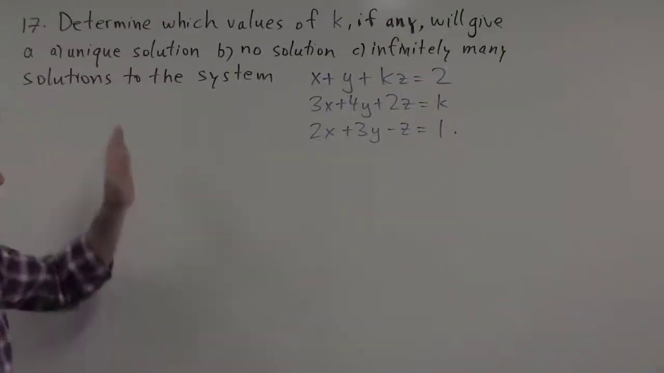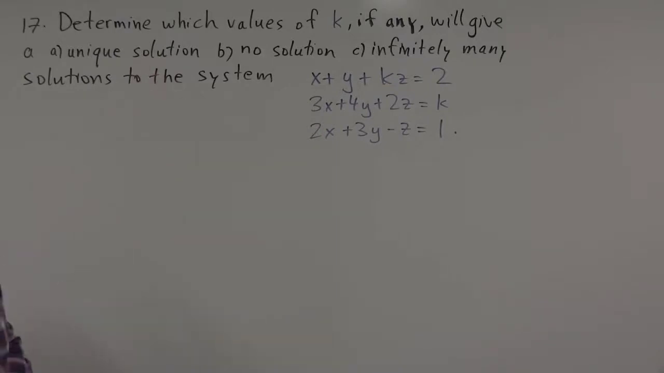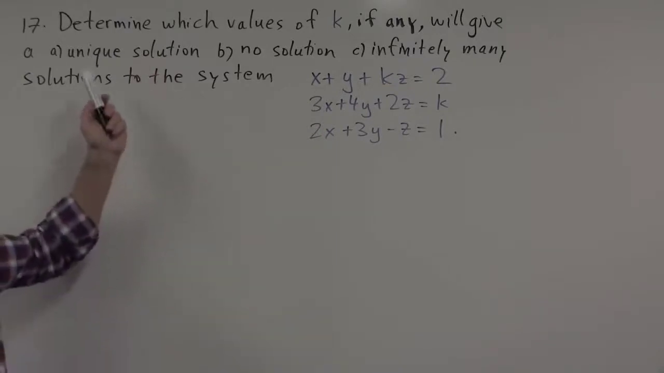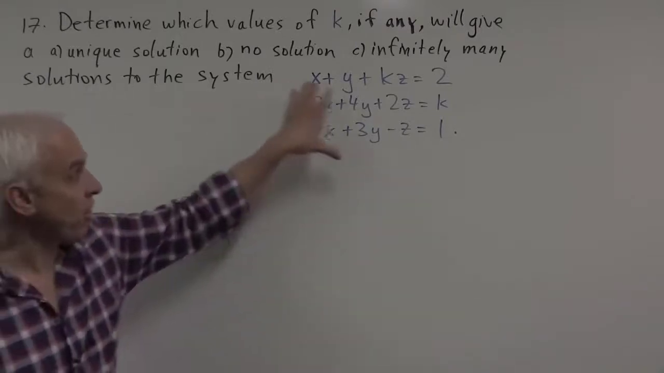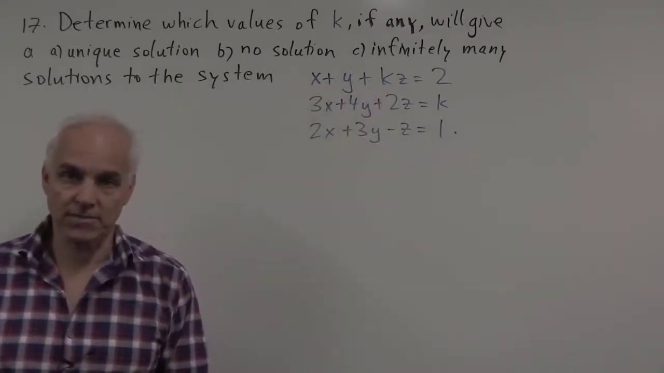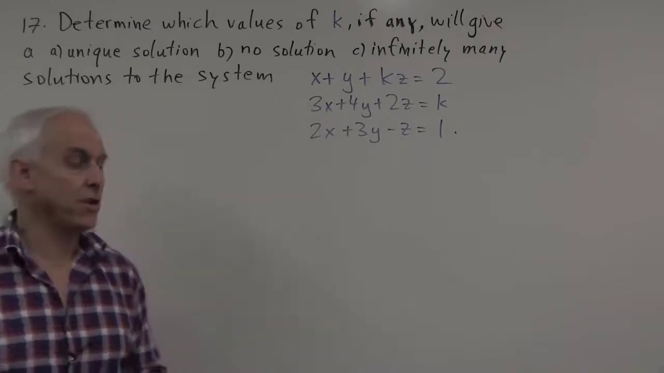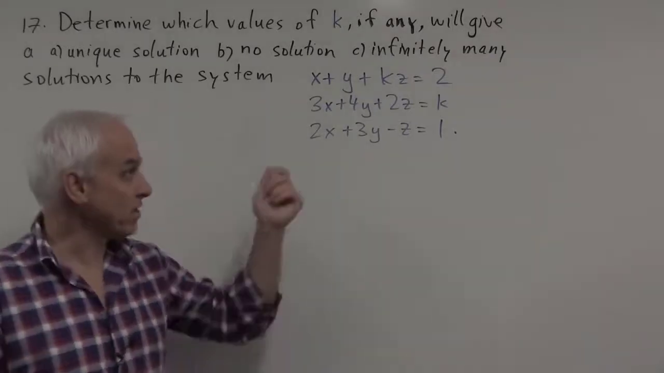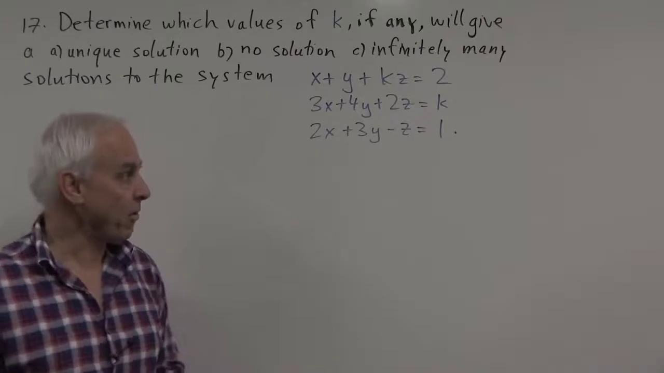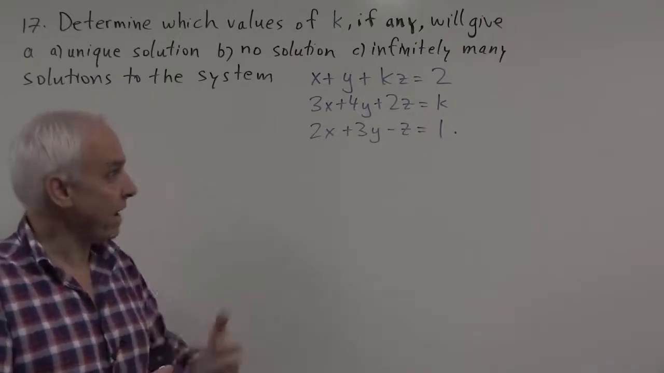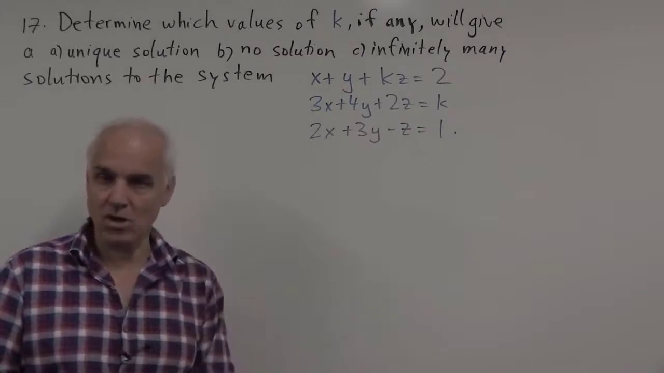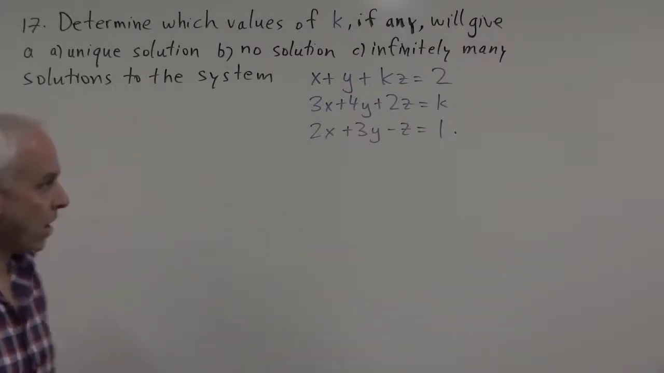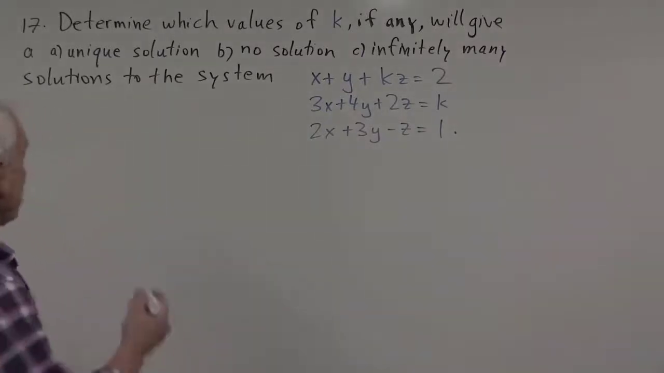Notes. So we're asked to determine which values of k, if any, will give either a unique solution, no solution, or infinitely many solutions to the following system of equations. It's a little bit more complicated than usual because here we have not just x, y, and z, which are the variables, but we have this unknown constant k, and how the solution pans out will perhaps depend on k, as we'll see. All right, we're going to proceed just as we usually do.